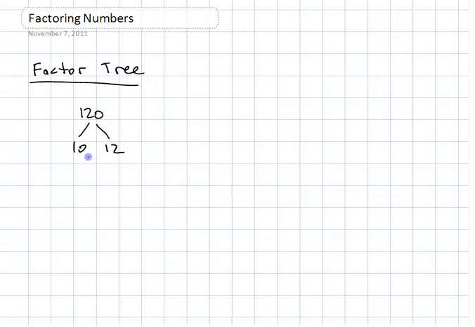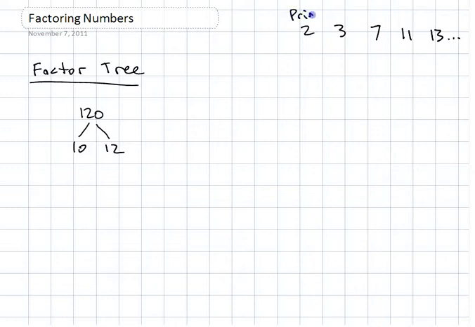Then what you do is you look at each of those and see if you can break them down anymore. Can I break down the 10 anymore, or is it a prime number? Remember, what's a prime number again? For a number to be a prime number, it only has two factors. 2 and 3 and 7 and 11 and 13. All those are prime numbers because you can only divide them by 1 and themselves.